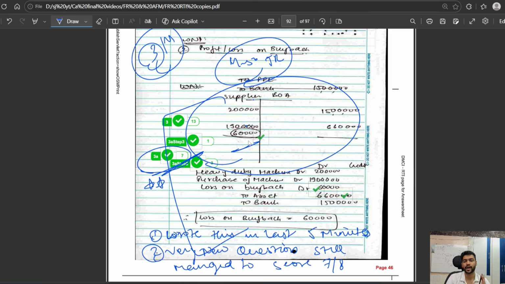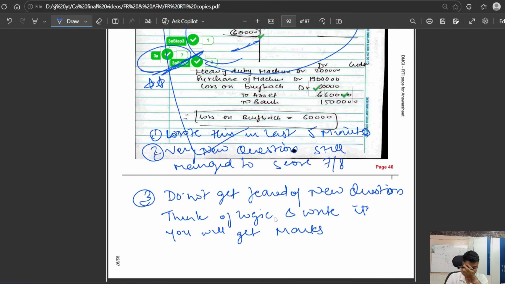You do not have to get very confused when it is a new question. Focus on what you know. Accounts is basics: debit and credit. Just make sure that you know what is getting debited and what is getting credited, and then you will definitely be able to crack that answer. This was a very good learning, and I also got very happy when I saw I got 7 out of 8 marks. So I wrote this in the last 5 minutes. It was a very new question.